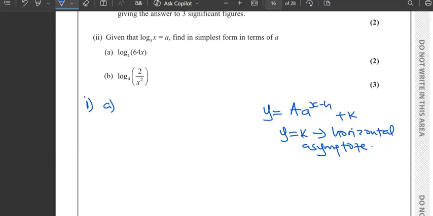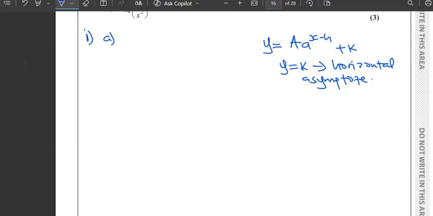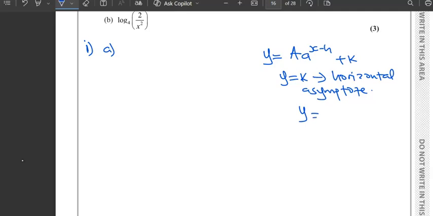So based on what we are given, y equals (1/5)^x plus 3, it means y equals 3 is simply the horizontal asymptote.